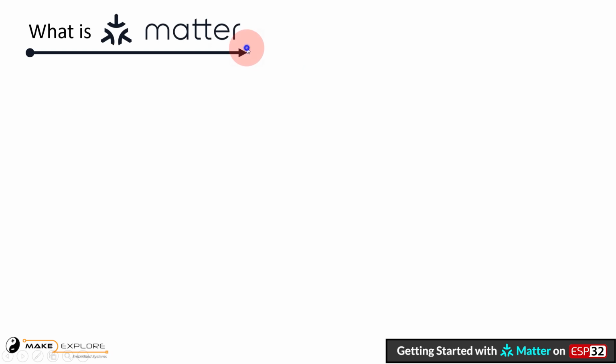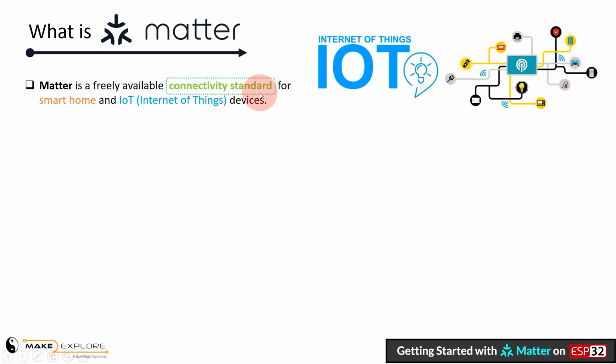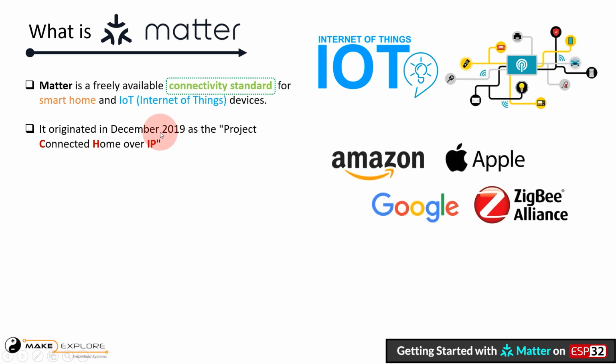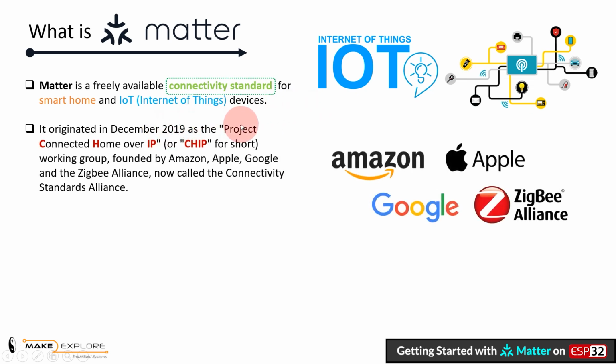So what is Matter? Matter is a freely available connectivity standard for smart home and Internet of Things. So, it's a connectivity standard, or protocol. It originated in December 2019 as Project Connected Home over IP, famously called CHIP for short, a working group founded by Amazon, Apple, Google, and the Zigbee Alliance, which is now called the Connectivity Standards Alliance.